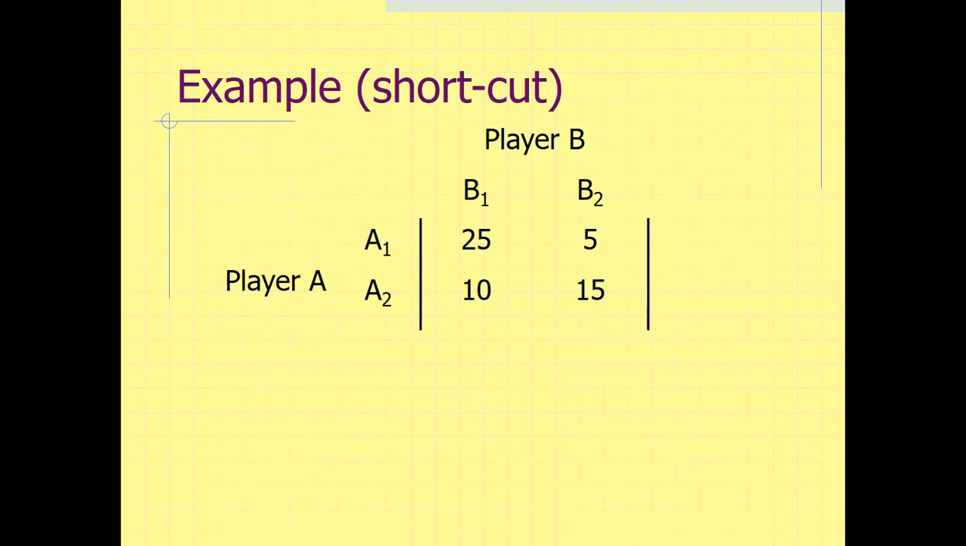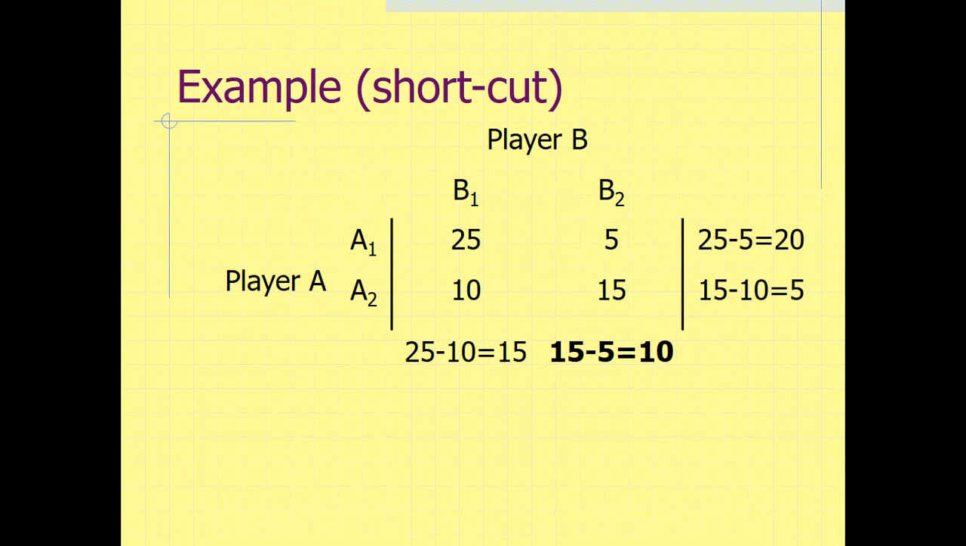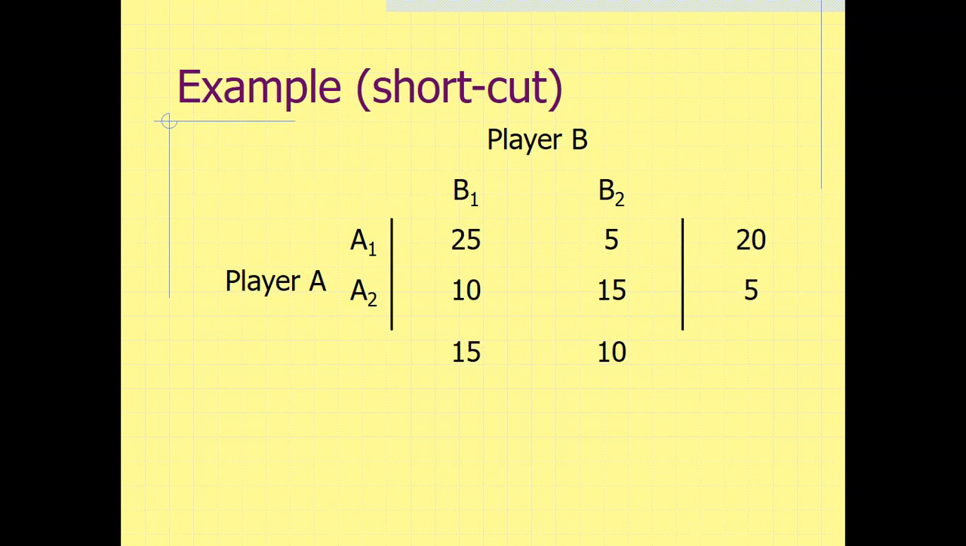Consider the original game. Subtract the smaller payoff in each row from the larger one. 25 minus 5 is 20, 15 minus 10 is 10. Similarly in columns, 15 minus 5 is 10. After substituting these values, we get this.